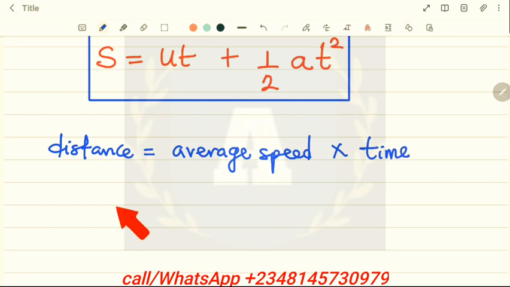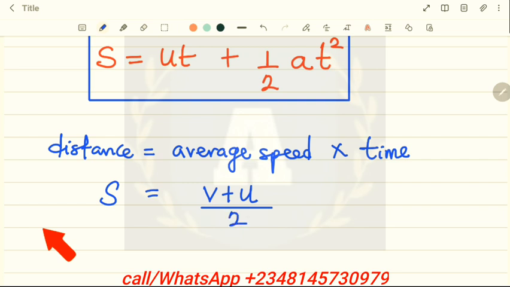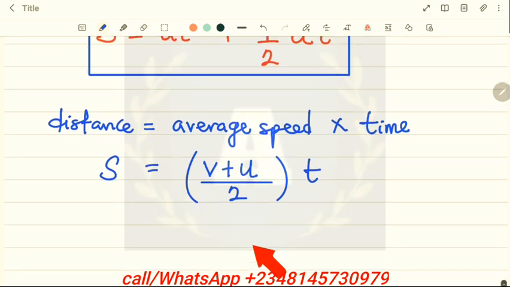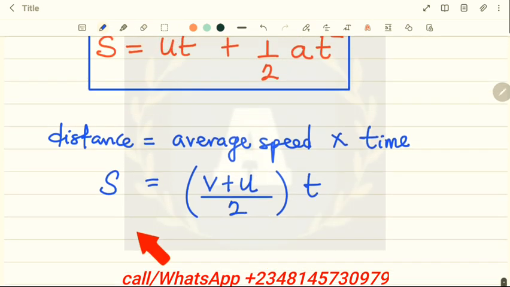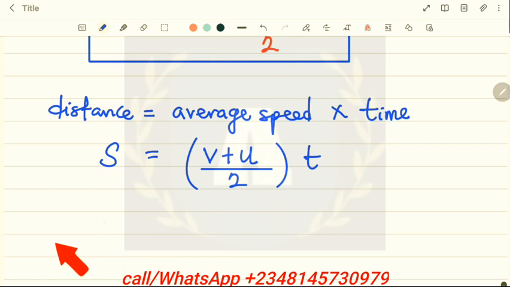Distance has the symbol s, and average speed is (v plus u) all over 2, then multiply by t, multiply by time. A very prominent equation. Okay, so now from the equation where we said acceleration is equal to change in velocity all over time, that is the final minus the initial velocity all over time.